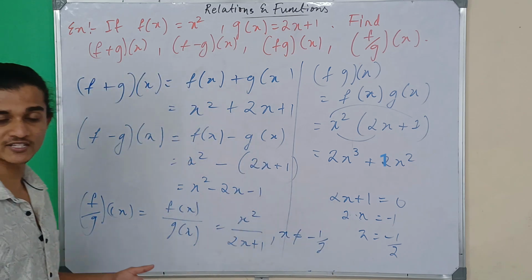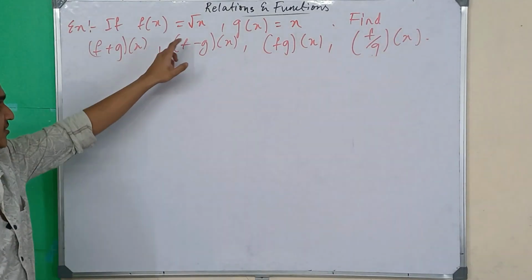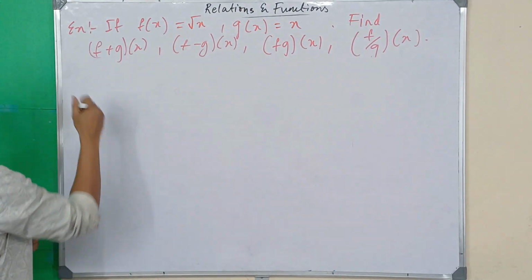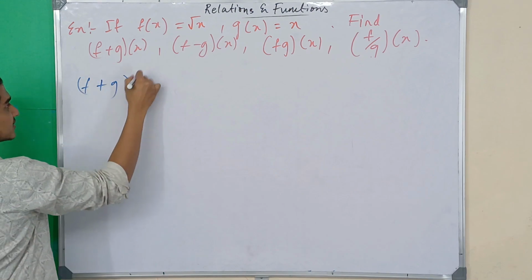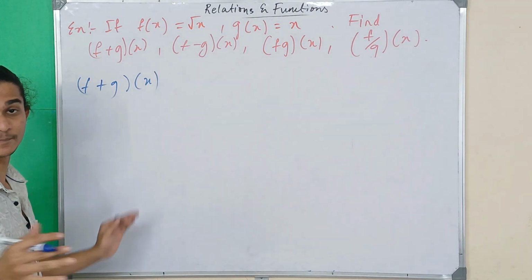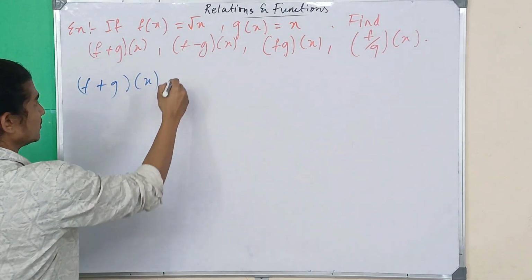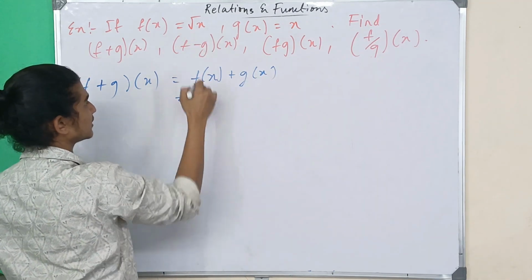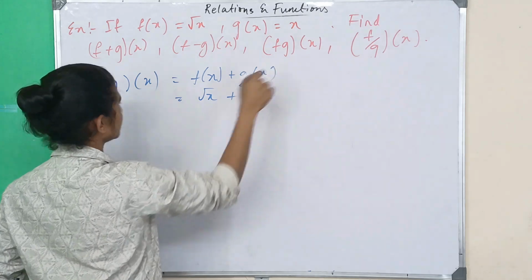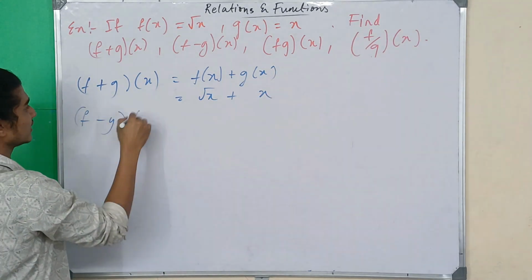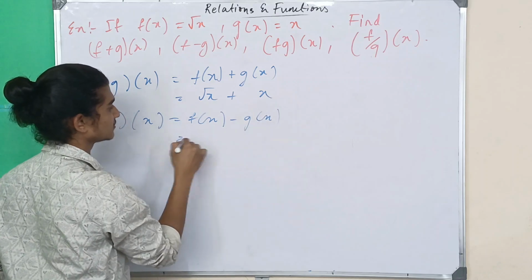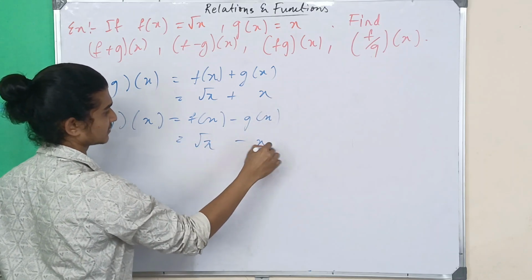Now let us try to solve one more example. If f of x equals root x, g of x equals x, we're supposed to find the same things. So the first one is f plus g of x. If you know how to solve this, please try to solve it and compare with the solution which I give here. So which is f of x plus g of x. f of x is root x, g of x is x. Next is f minus g of x, which is f of x minus g of x. So f of x is root x, and minus g of x is minus x.